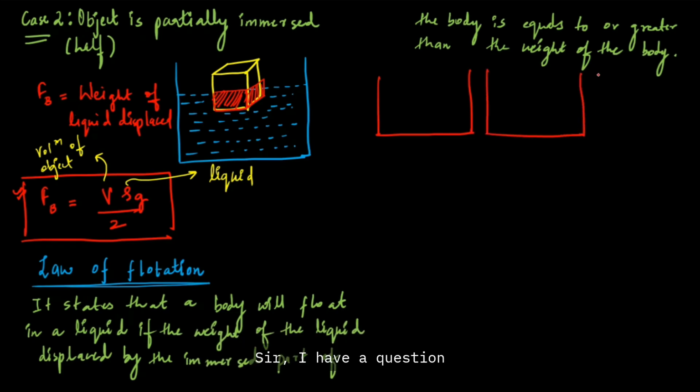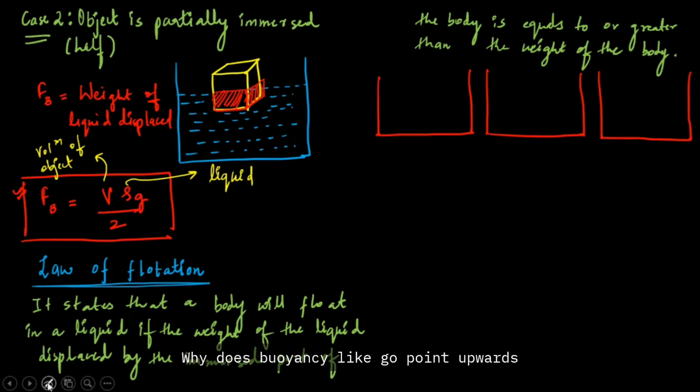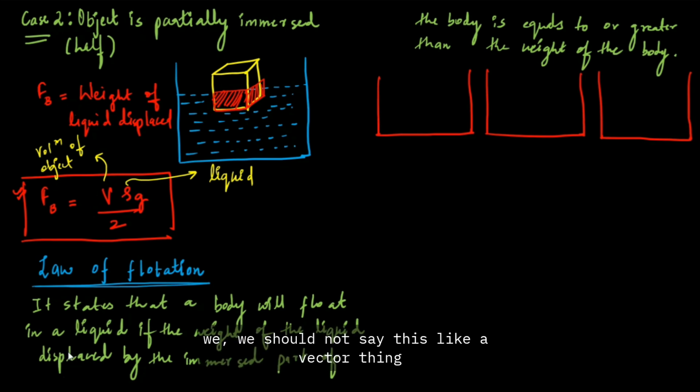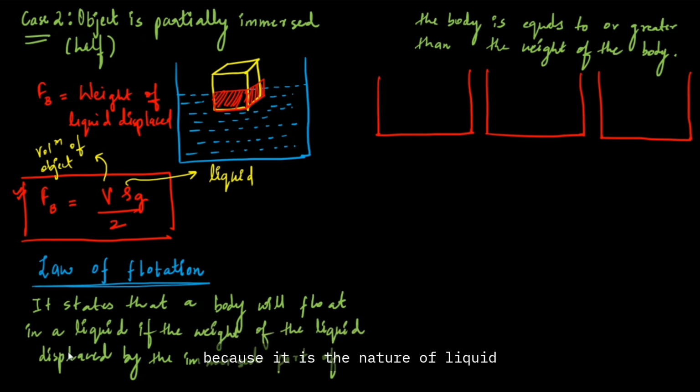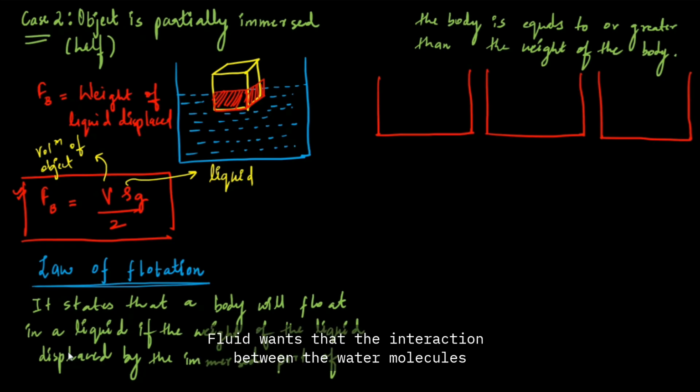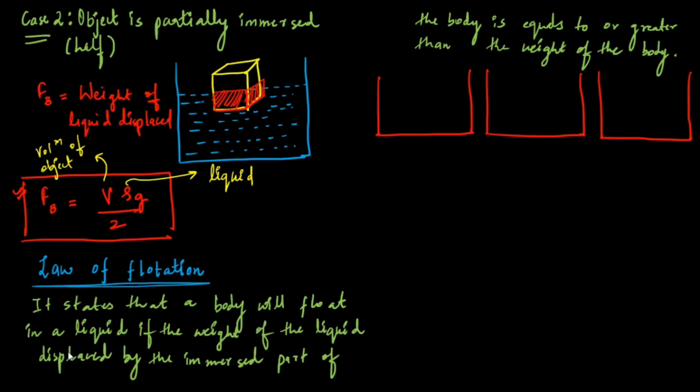So I have a question. Why does buoyancy point upwards? Is it because of some vector thing? You should not say it is a vector thing because it is the nature of liquid. It is the nature of fluid. What fluid wants is that the interaction between the water molecules always keeps them together. This is a basic property of liquid.